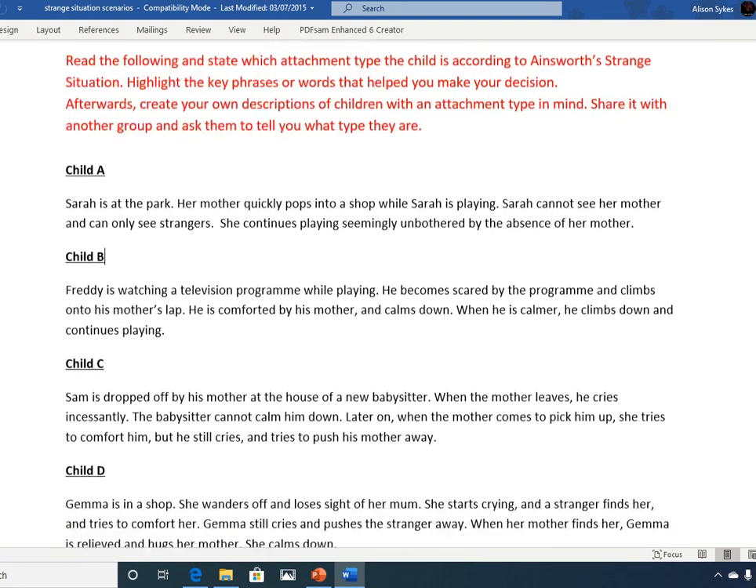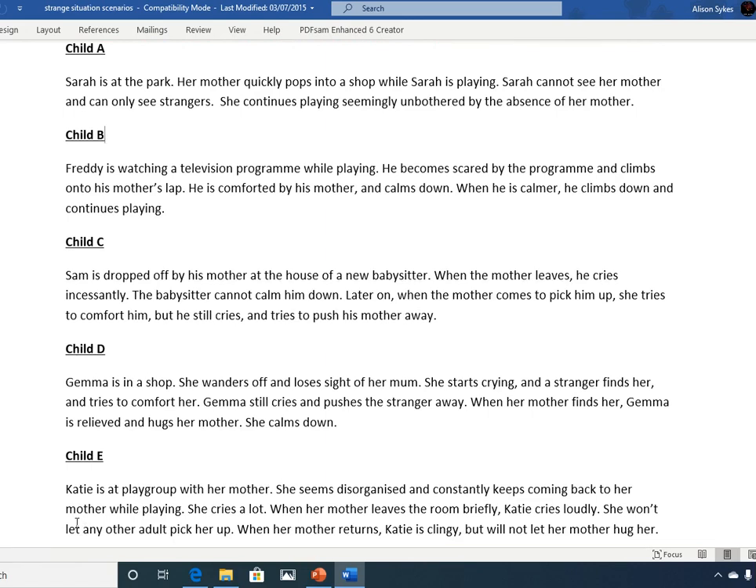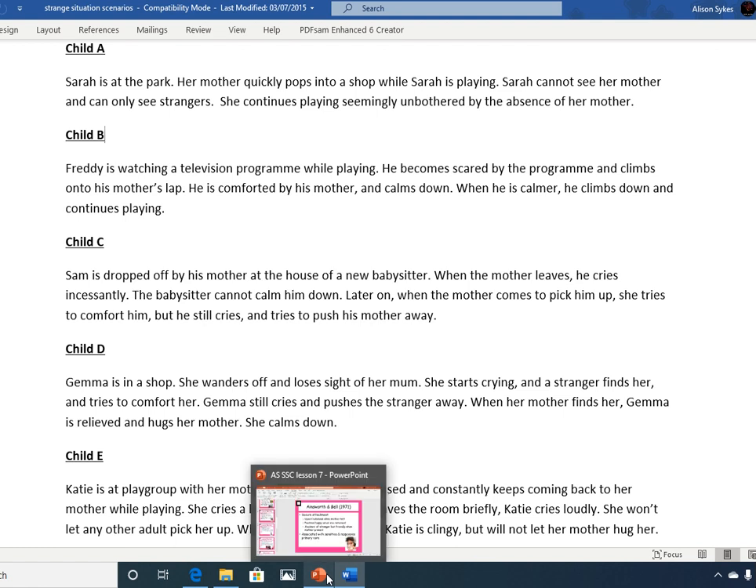This next one, child C, Sam is dropped off by his mother at the house of a new babysitter. When the mum leaves, he cries incessantly, so we've got high distress. The babysitter can't calm him down. Later on, when his mum comes to pick him up, she tries to comfort him. He still cries, but he tries to push his mum away.